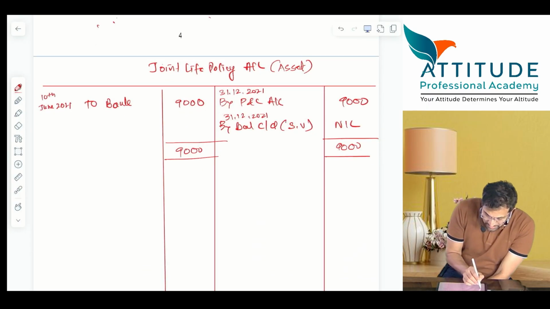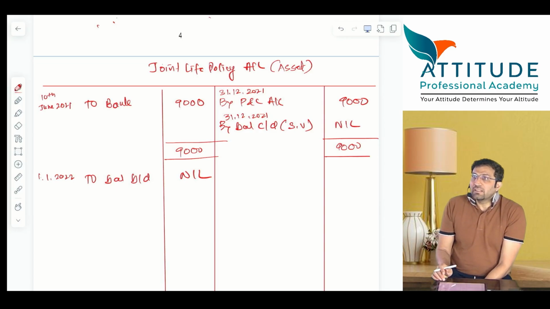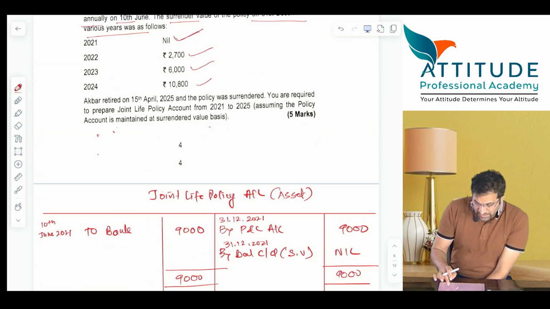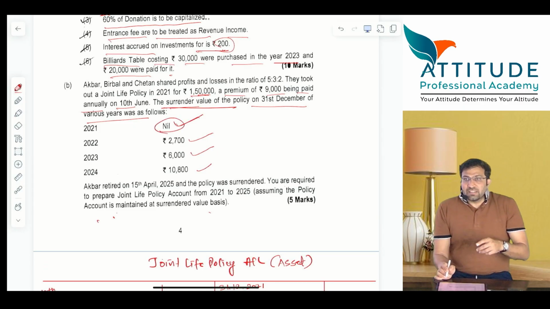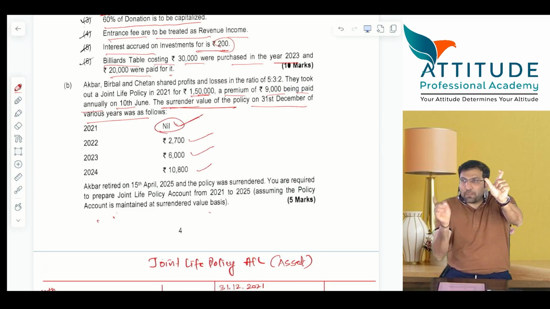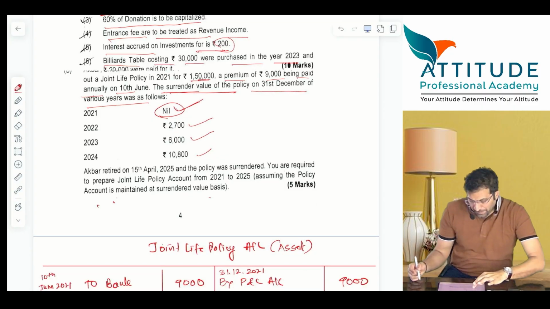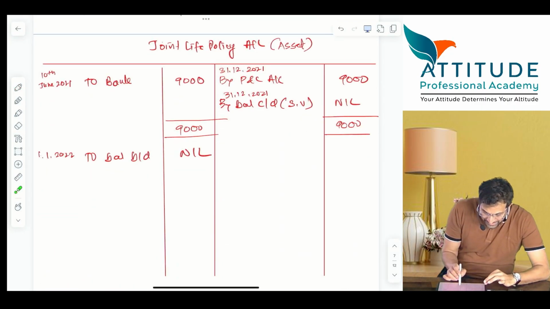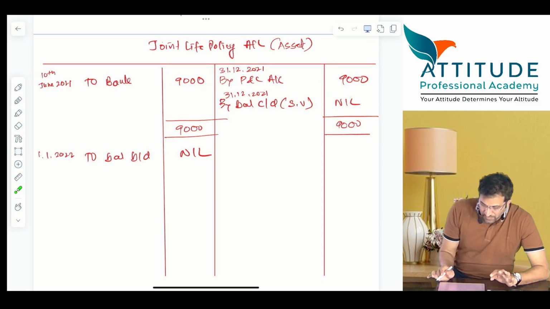Now come to next year. 1st Jan 2022, to balance brought down is what? Nil. Understood? See, the surrender value is nil, so whatever is the premium paid minus surrender value should go to P&L. Understood? I repeat, whatever premium paid minus the surrender value should go to P&L.